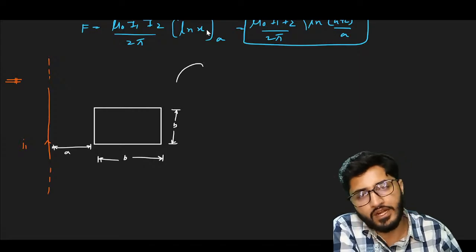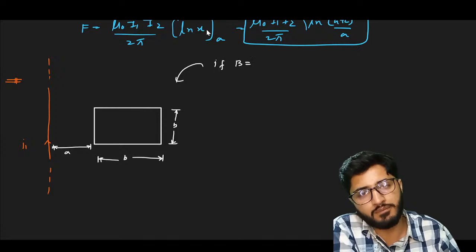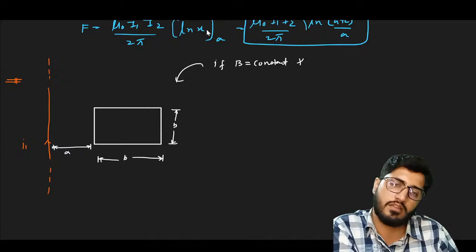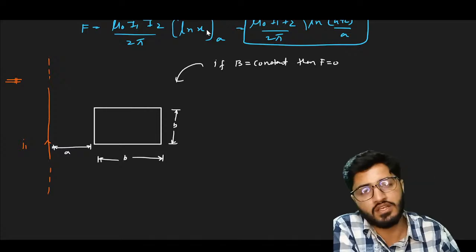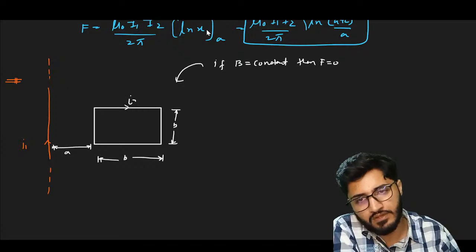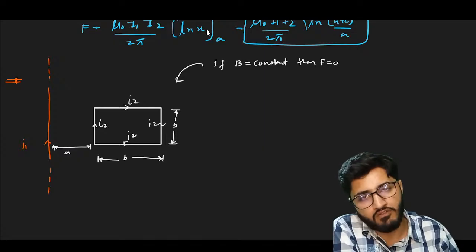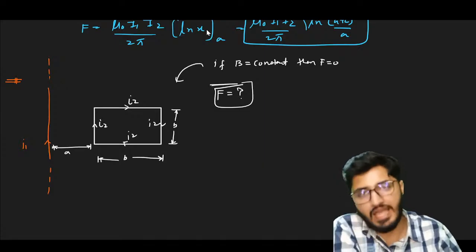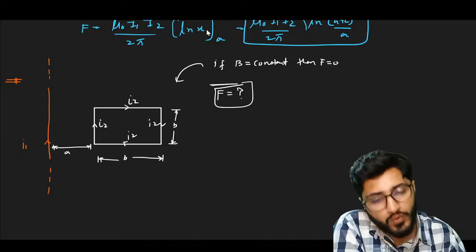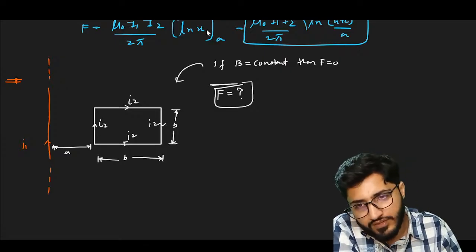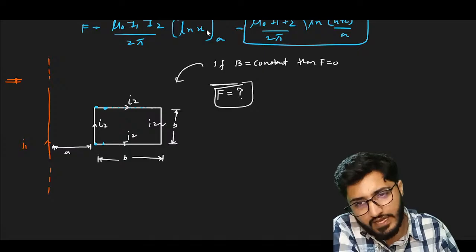If B is constant, then the force is 0. Here you can see B is not constant. We need to find F on this wire. So how to get F? Look better. This particular point and this one are at equal distance. Each and every point on this one will have a sibling on the other one.